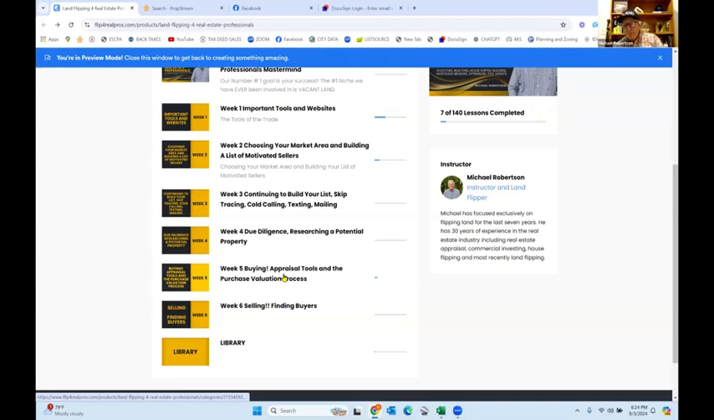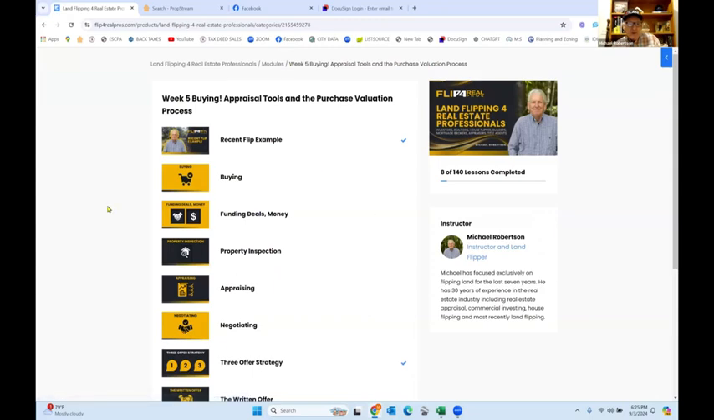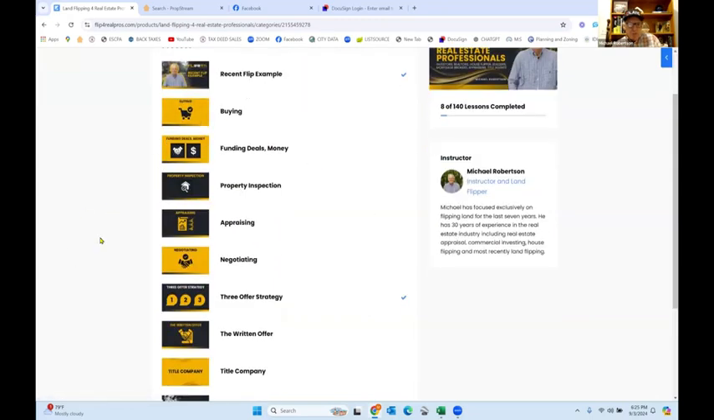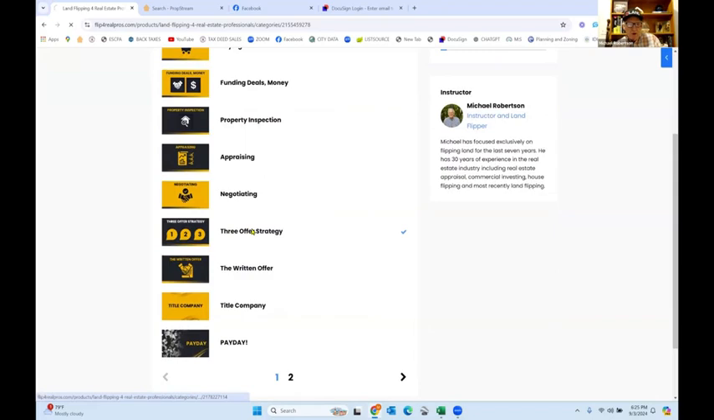So a lot of people ask, how do I value this property? It's not a private course, but I do a lot of private Zoom sessions. I did 2 or 3 today. So I do my best to make myself available. But here's week 5 on appraising. And earlier, there's another flip example. But earlier, we talked about the 3-offer strategy.